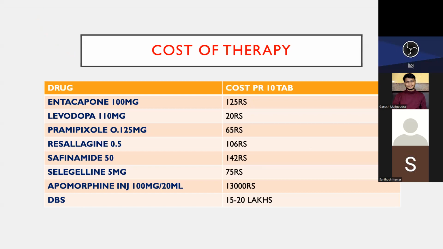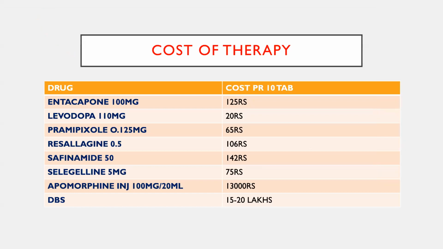So we should know the cost of therapy, because in our setup and government hospitals, a dopaminergic agonist like pramipexole costs around 65 per 10 tablets. The patient needs to take 3 tablets per day, so 90 tablets will cost around 190 to 200 rupees. So you need to see the cost of the drug also. The least cost with the most potent drug would be levodopa, that is 20 rupees per 10 tablets. And the costliest would be the apomorphine injection. For a 100 mg 20 ml injection, it costs around 13,000.